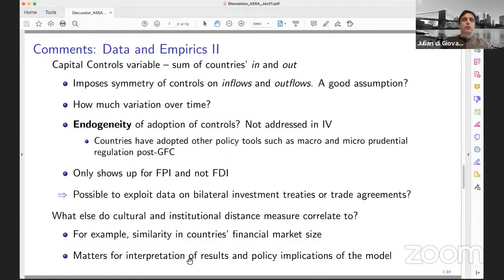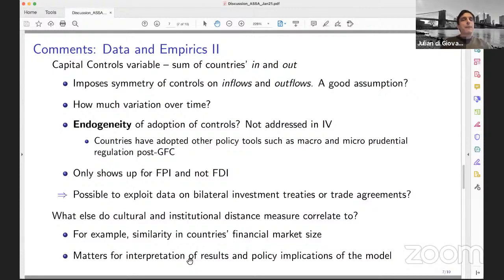Second, the capital control measure in itself is not really bilateral. It's a sum of one country's inflow barriers versus another country's outflow barriers. So one question that comes to mind immediately is that they're imposing some symmetry on the impact of inflows and outflows from capital controls. How good an assumption is this? Arguably, the IMF might not think it's a great one.